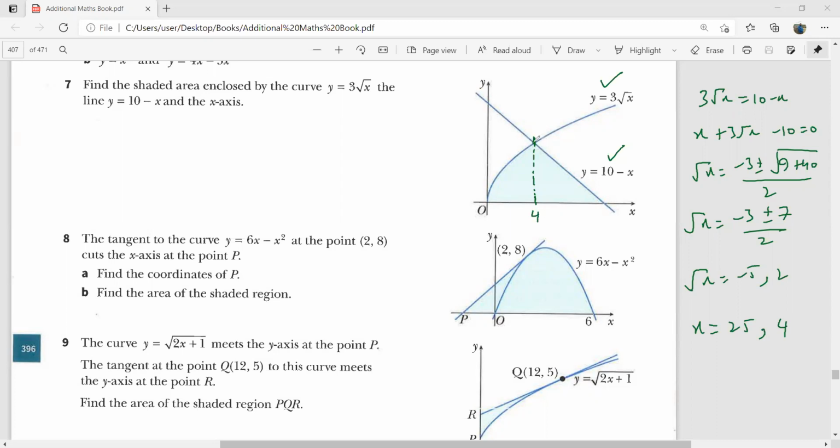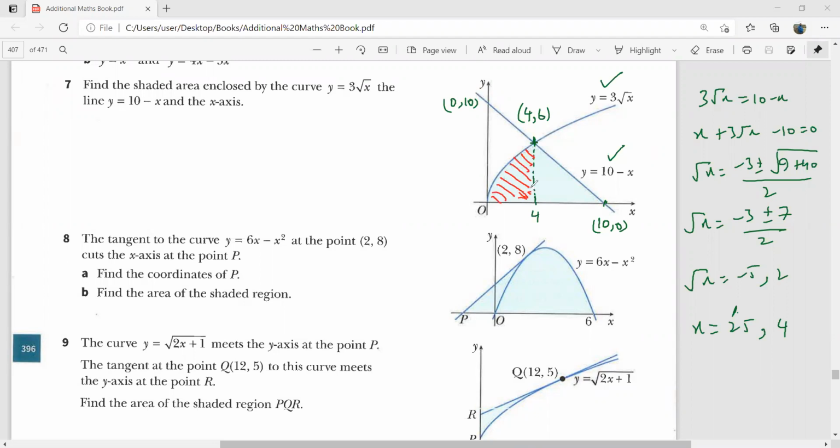And you can find this, you can put it here. And this point is going to be 4 comma 6. So this point is going to be 4 comma 6, and obviously this is going to be 10 comma 0, and this point is going to be 0 comma 10. Now we are very clear that this red area is between the curve and the x-axis.